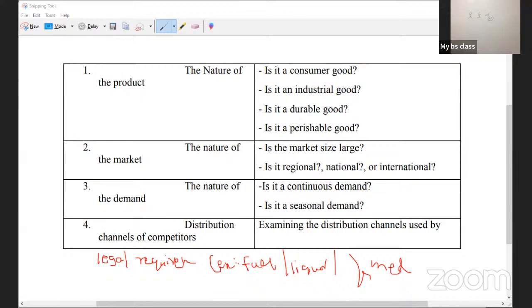Right, guys. So moving to the final question of 2016 part 2. State 4 methods that a soap manufacturer can use to increase the sale of soap.